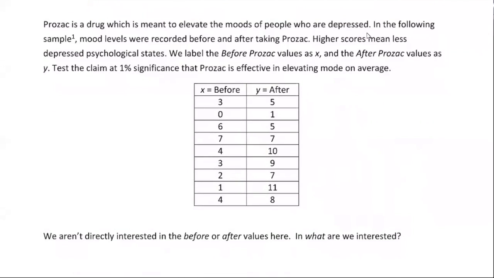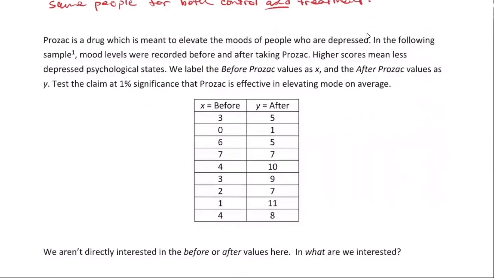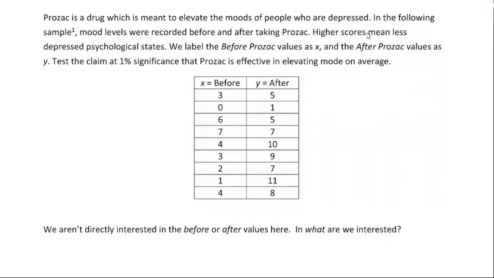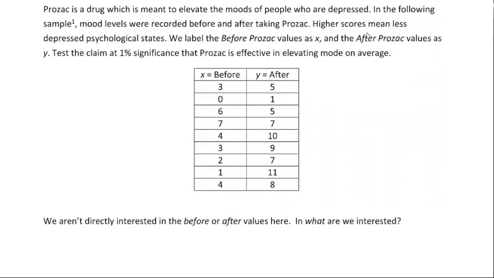Then here comes the example. It says Prozac is a drug which is meant to elevate the moods of people who are depressed. In the following sample, mood levels, whatever that is, were recorded before and after taking Prozac. Higher scores are good. They mean less depressed psychological states. We label before Prozac as X and after Prozac as Y. We're supposed to test the claim at 1% significance that Prozac is effective in elevating mood on average.